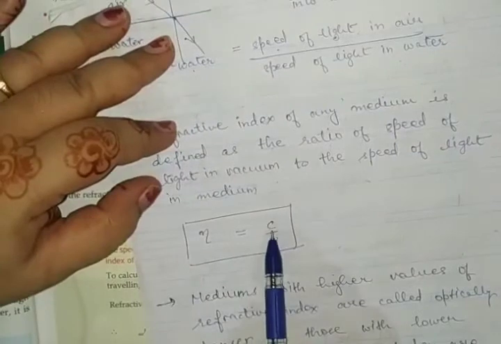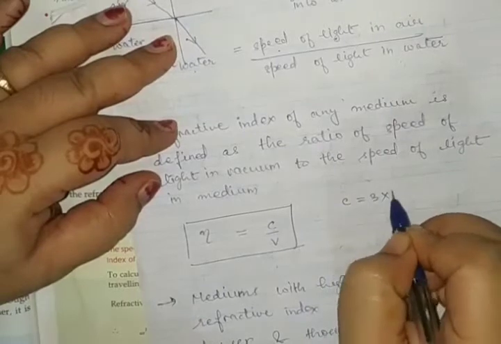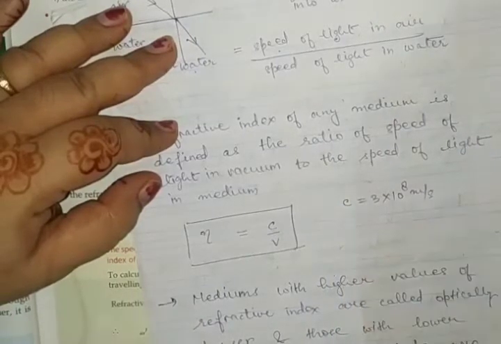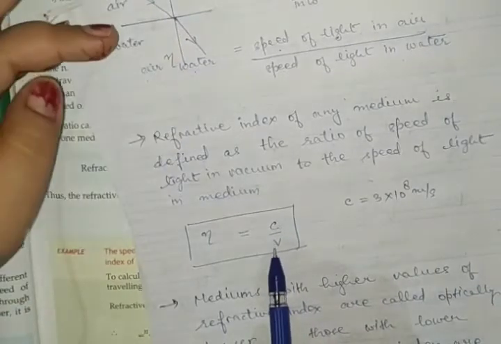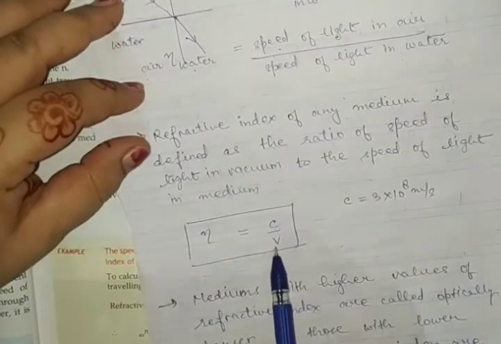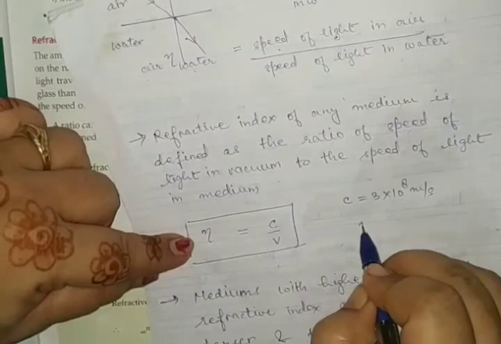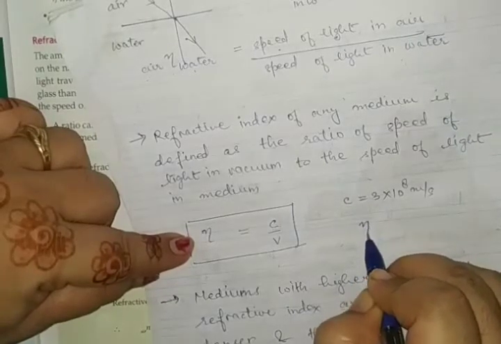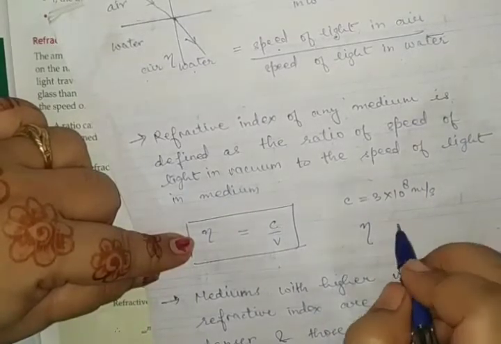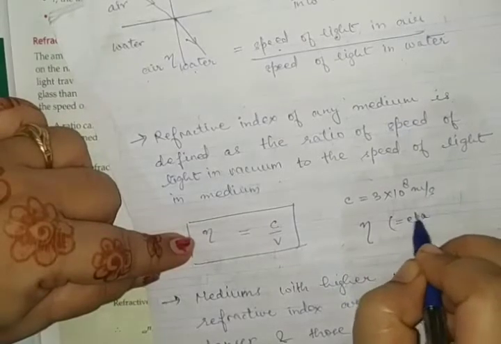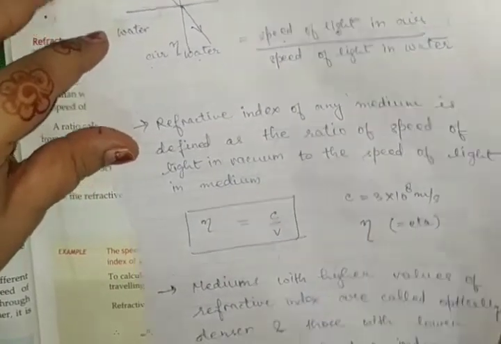So speed of light in vacuum is represented by c. You must be knowing it, right? c is equal to 3 into 10 to the power 8 meter per second. So speed of light in vacuum is c, and in any medium we denote the speed of light with v, right? And see, this is the symbol of refractive index. You have to make a small n and just extend this n, okay? Then this symbol is pronounced as eta, okay? So this eta is equal to c upon v. Fine.